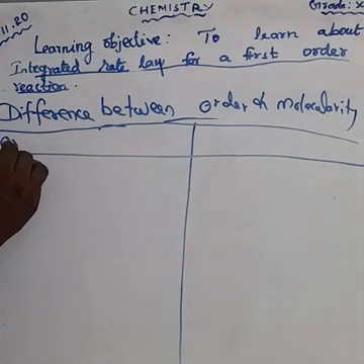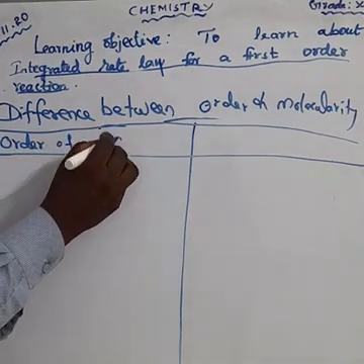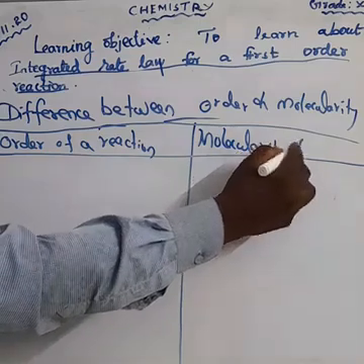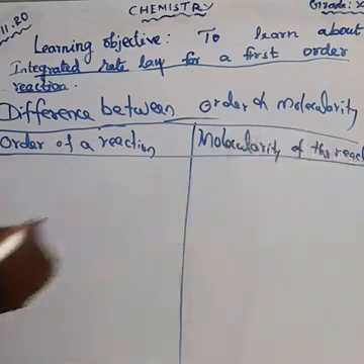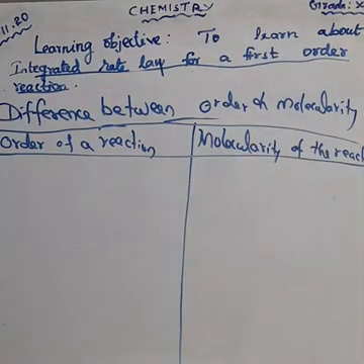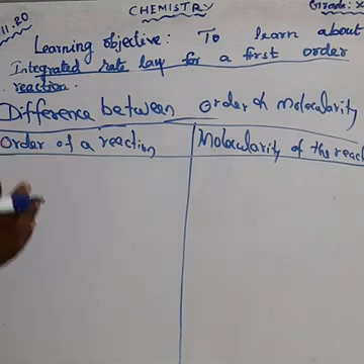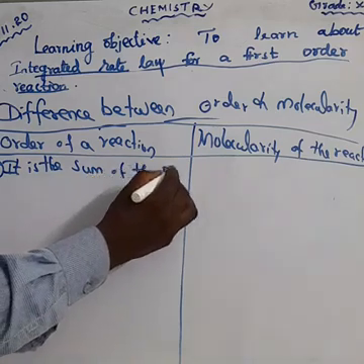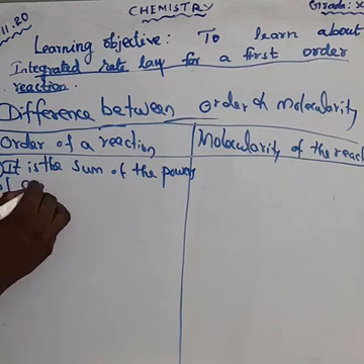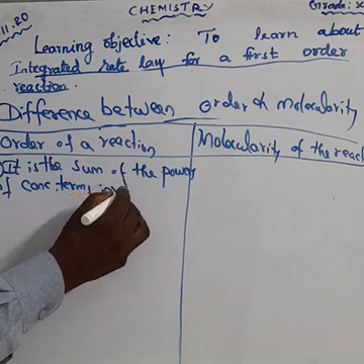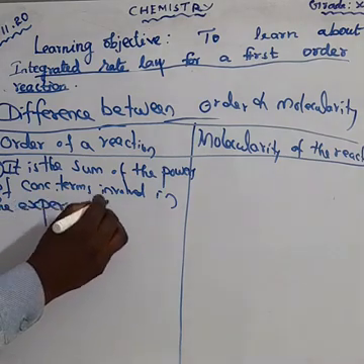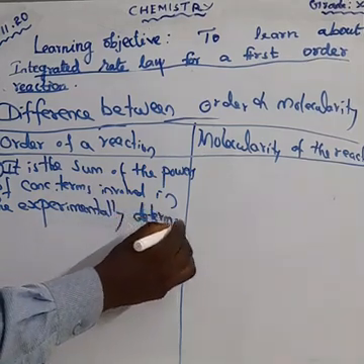First one is the order of a reaction. Previously I told you about that. It is the sum of the powers of concentration terms involved in the experimentally determined rate law.